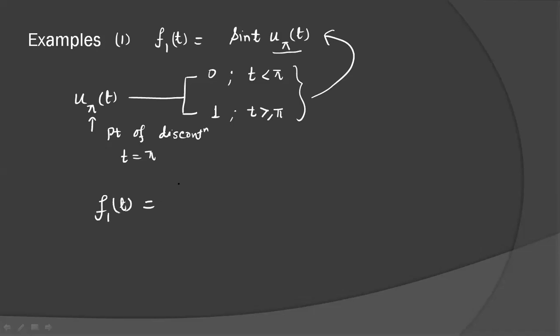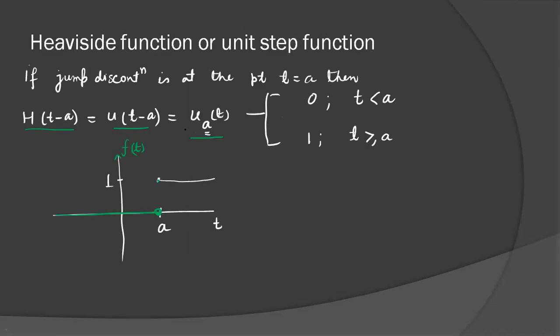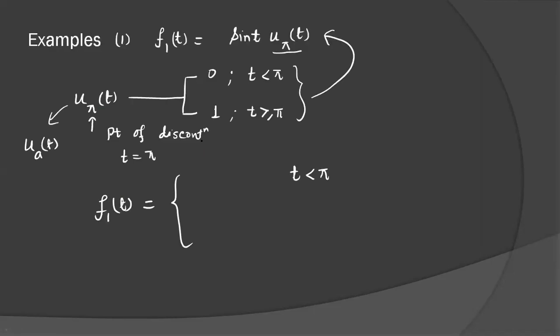So f1(t) will break at t equal to pi because pi is the point of discontinuity. We have compared it with u_a(t), whose notation I told you previously, where a is the point of discontinuity. So when t is less than pi, u_pi(t) is 0, so the product is 0 times sin t, which is 0. When t is greater than or equal to pi, this value is 1, and 1 times sin t becomes sin t. So this is the use of the Heaviside function here. We can break in intervals also.